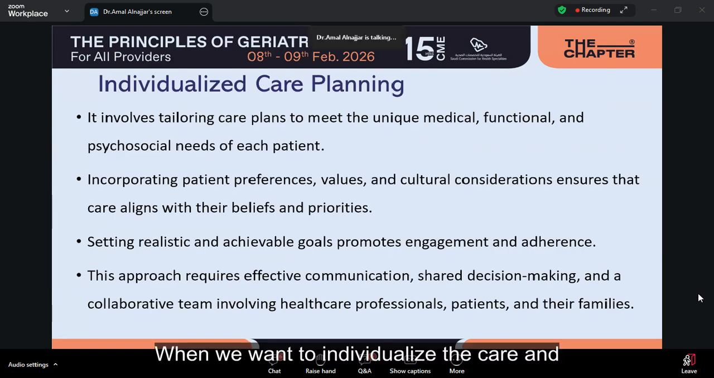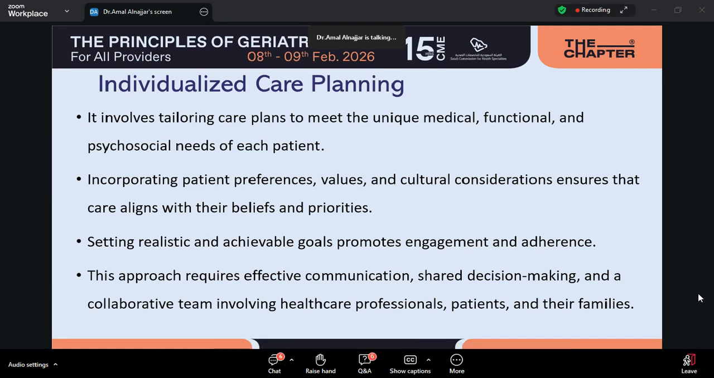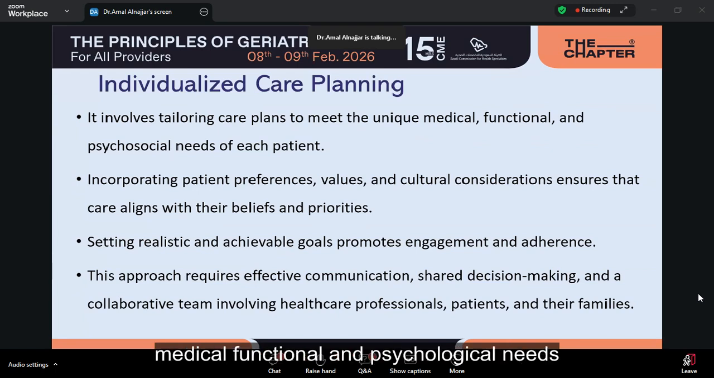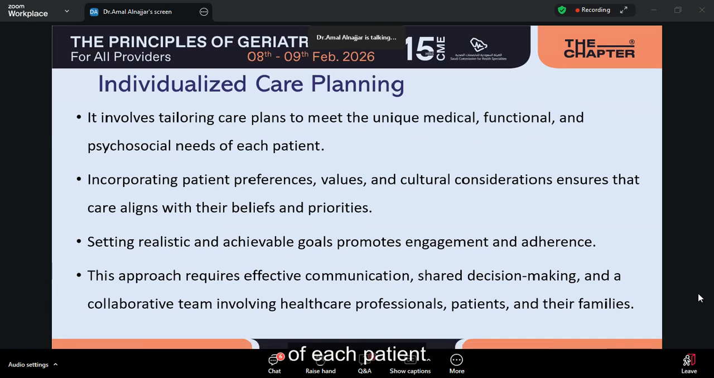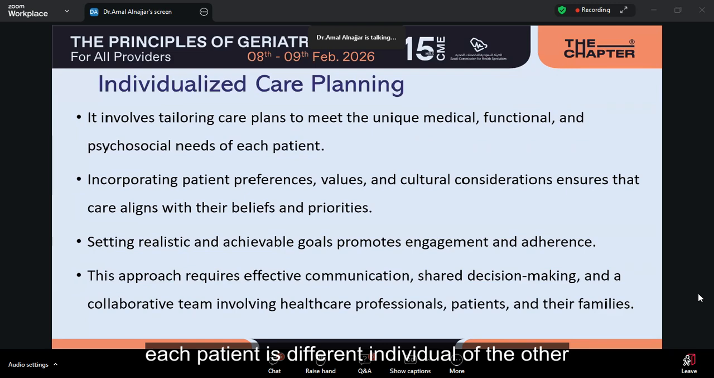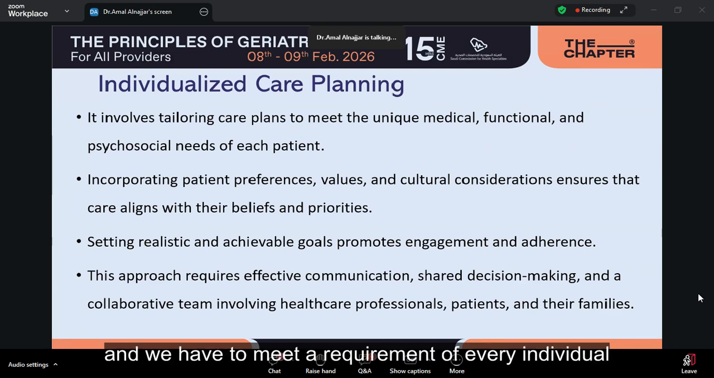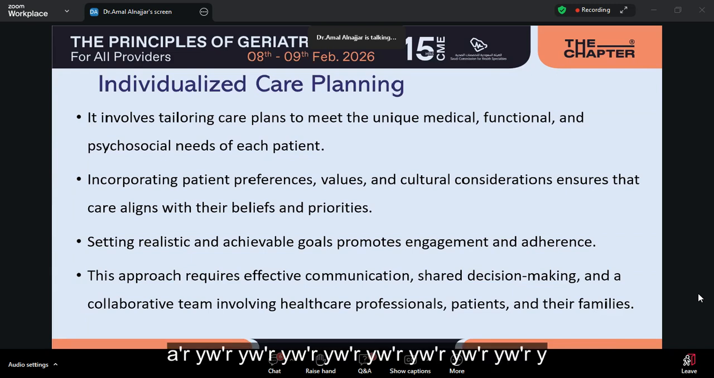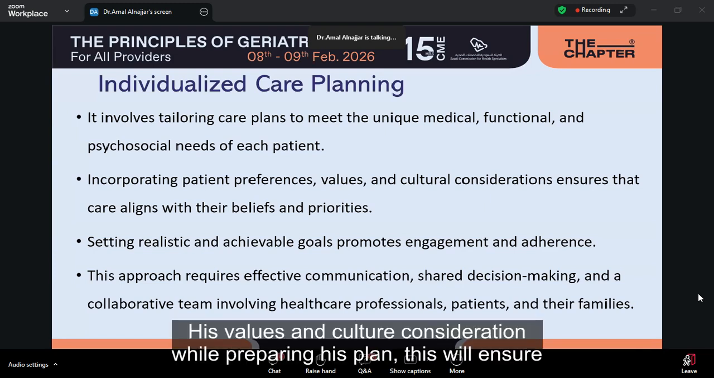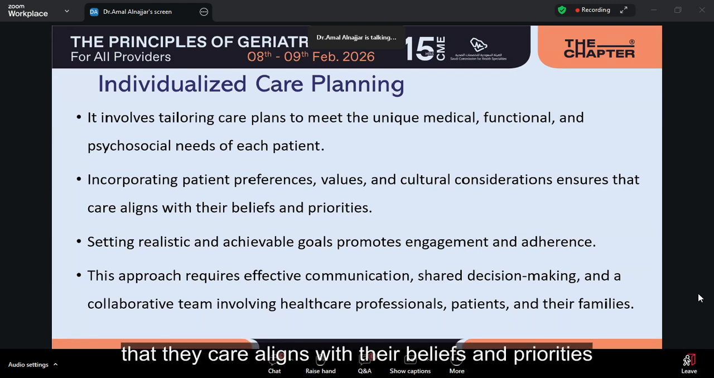When we want to individualize the care in order to put a specific plan for every individual, this involves tailoring the care plan to meet the unique medical, functional, and psychological needs of each patient. Each patient is a different individual from the others, and we have to meet the requirements of every individual patient in order to provide the optimum care. Incorporating patient preferences, we have to consider the patient's preferences, values, and cultural considerations while preparing his plan. This will ensure that the care aligns with their beliefs and priorities.